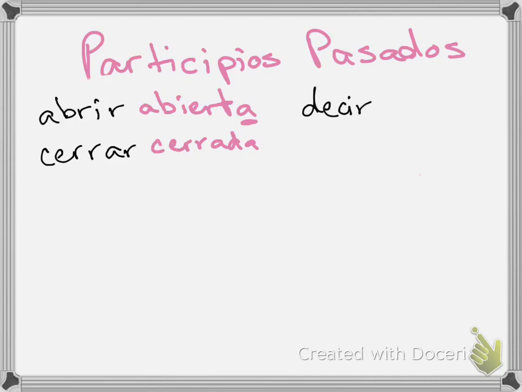Another common irregular would be decir. Okay? Decir is going to change to dicho. Como no me has dicho la verdad. You haven't told me the truth. No me has dicho la verdad. Another one that changes like decir is hacer. This one you have all seen if you look closely at clothing. Hecho, like hecho en Mexico, made in Mexico. All right? Hecho.